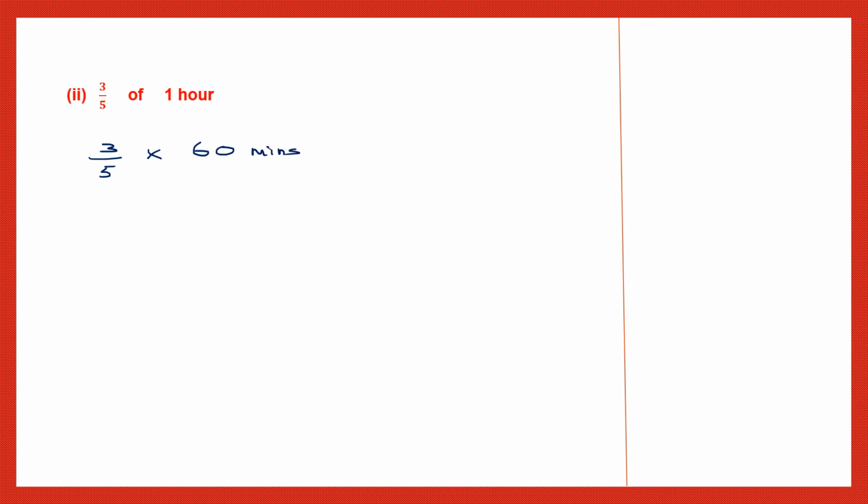Now let's see what we can cancel. We can cancel 5 and 60. 5 ones are 5 and 5 12s are 60. Now we can multiply the numerators. Remember here the denominator is 1. So the numerators will be 3 into 12 and denominator is 1 into 1 and this is minutes.